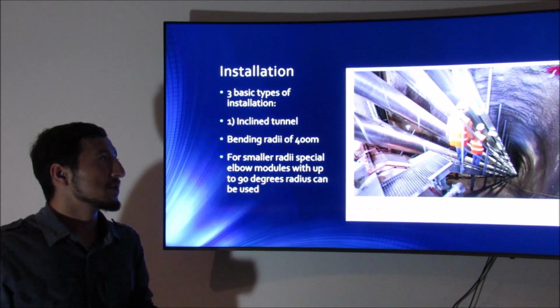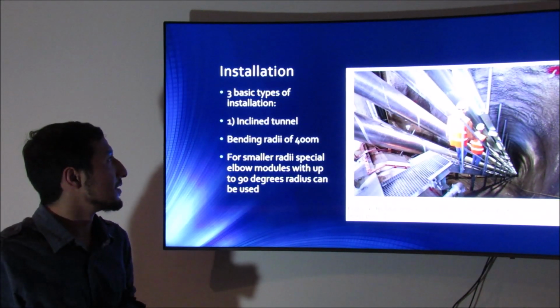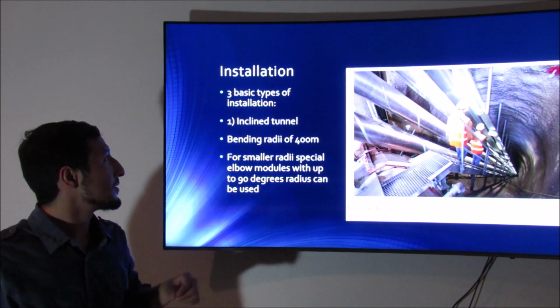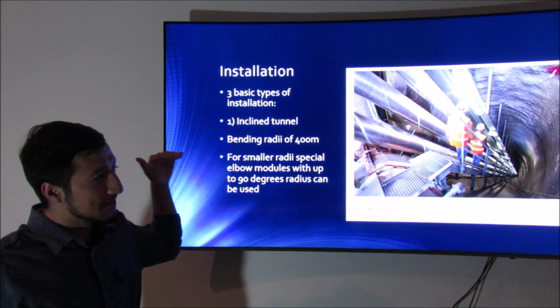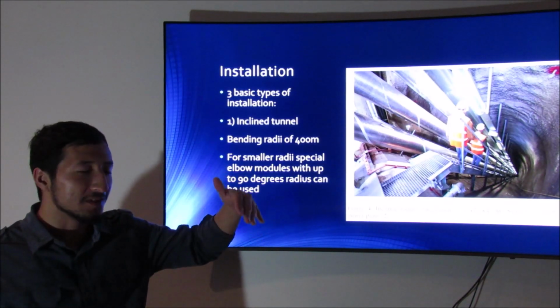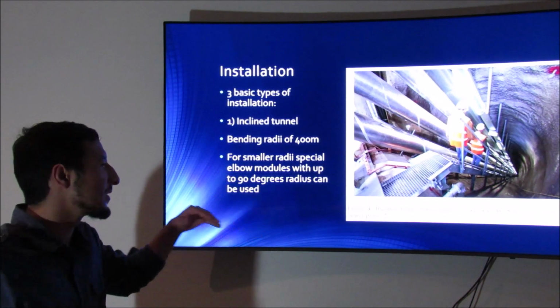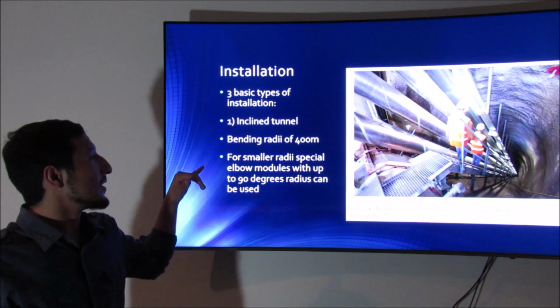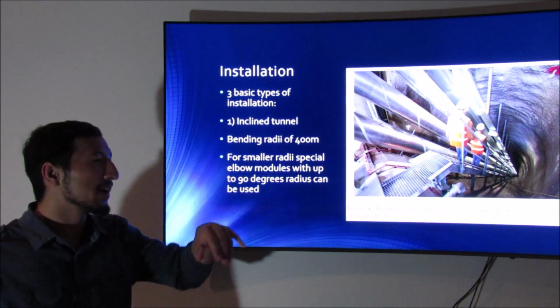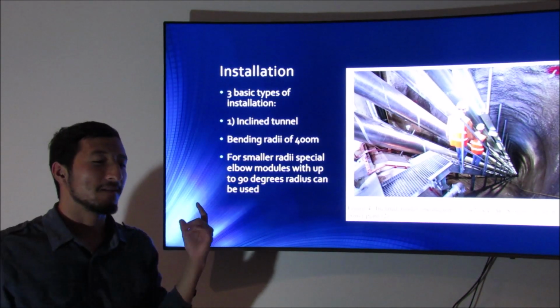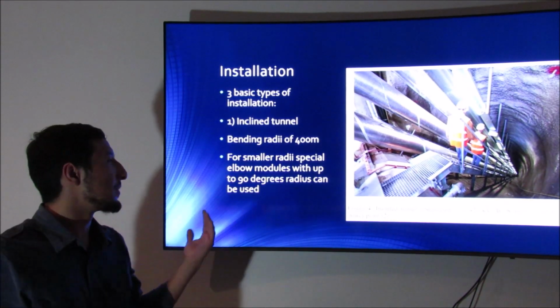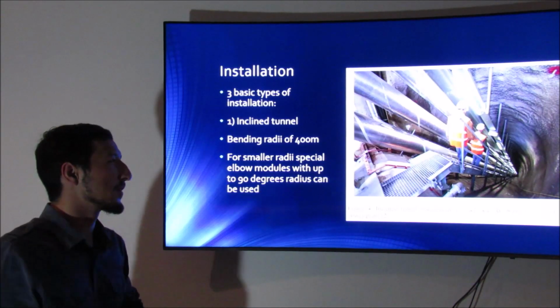And for the installation, there's basically 3 main types. The first one I saw was the incline tunnel. You have the lines basically going into a tunnel in an inclined position. These lines can have a bending radii of 400 meters, and for smaller radii, they have special elbows, which of course can bend up to 90 degrees.